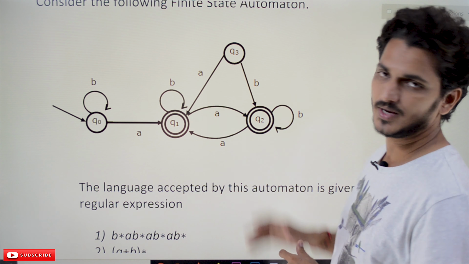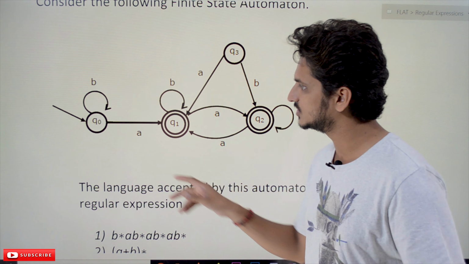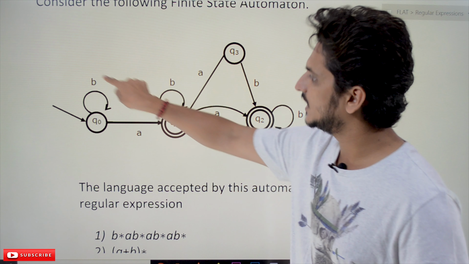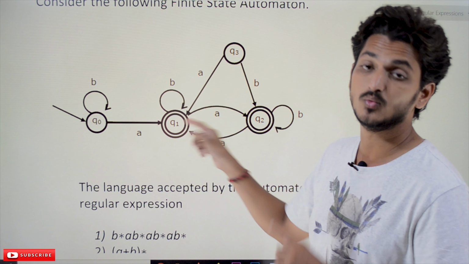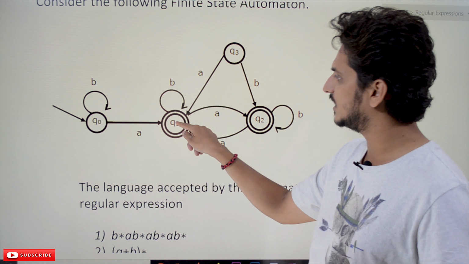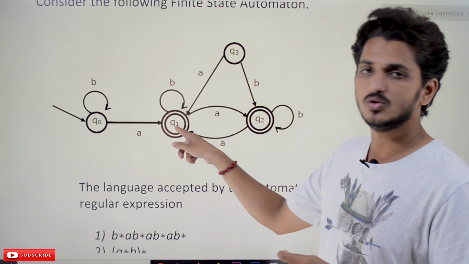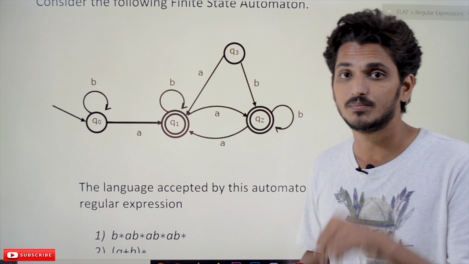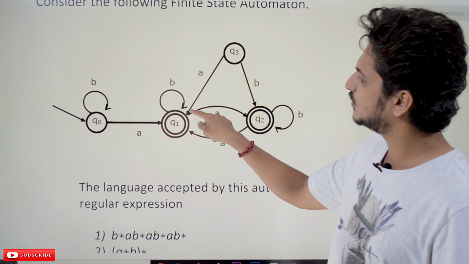So Q3 is eliminated. After eliminating this Q3 state, what's the expression it is going to give? Any number of b's, we stay on Q0. After finding a, we are moving to Q1. Q1 is a final state. This is given as b star a. Whenever we see b star a, we are moving to Q1 state, the final state. It is accepted.